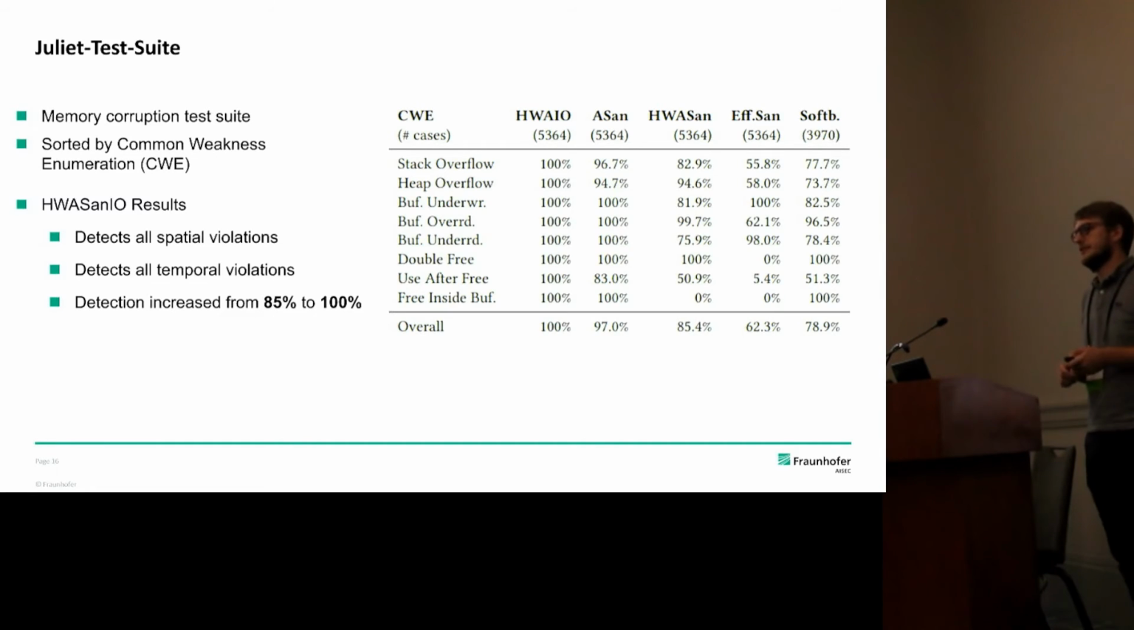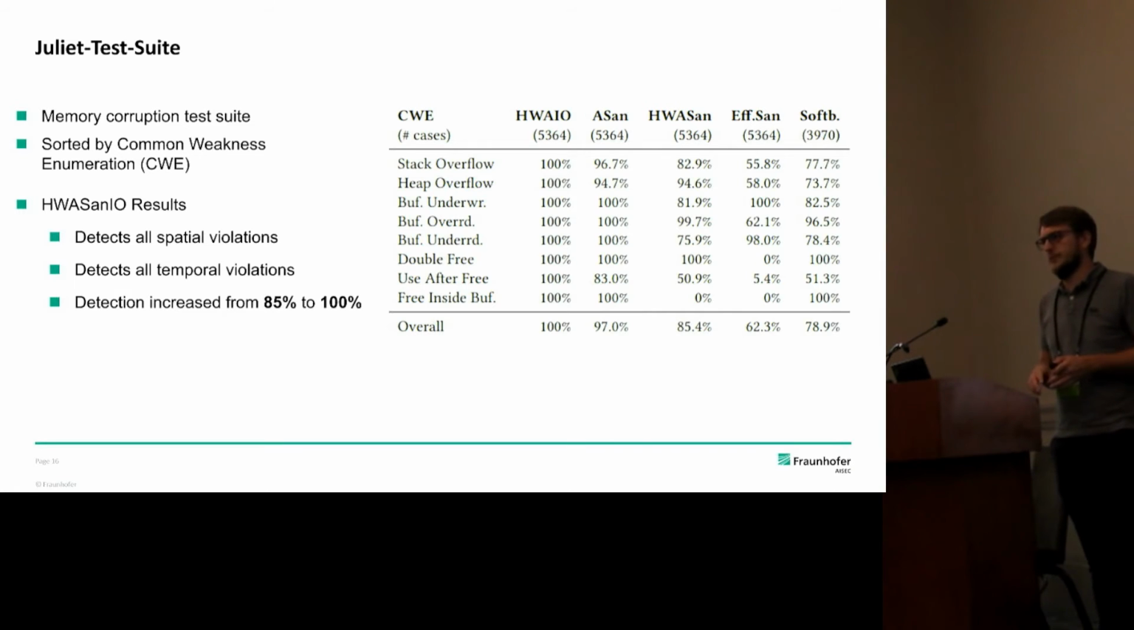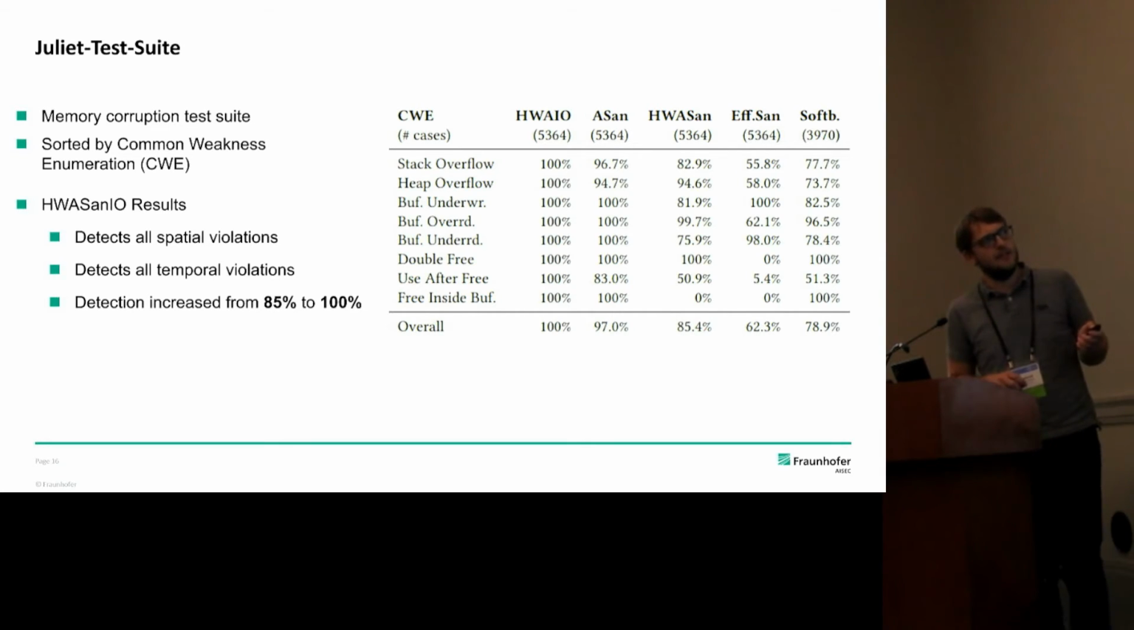So we evaluated the framework looking at how efficient it is and how many bugs it finds. And to determine how many bugs we can find, we use the Juliet Test Suite, which contains a lot of different C and C++ programs with different kinds of weaknesses in them. They are sorted by the common weakness enumerator. For example, here you can find all the overflows for stack and heap. We have underwrites, overreads, and also the temporal violations, for example, double free.